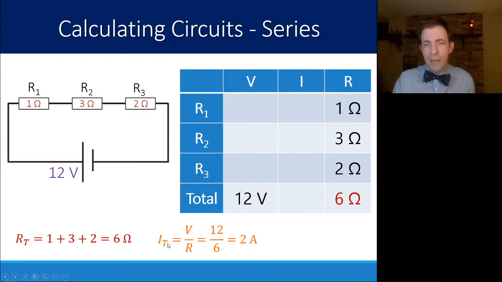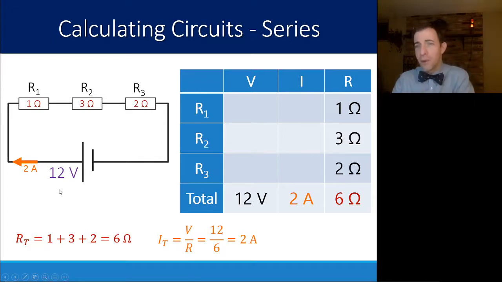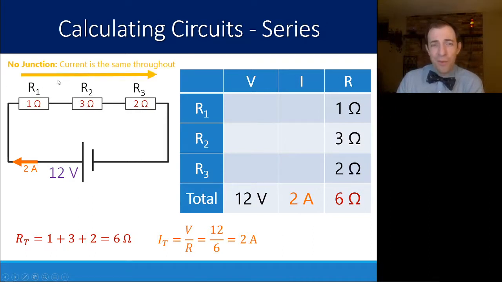Ohm's law rearranged to solve for current is just voltage divided by resistance, or 12 divided by 6. That's 2 amps of current. And that current is coming out of the battery here. So 2 amps of current flowing out of the battery because the voltage total is 12, the total resistance is 6.